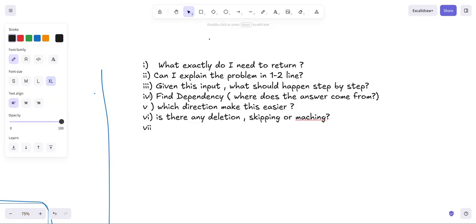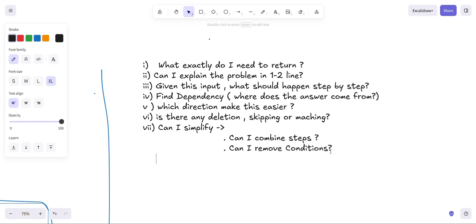And the seventh is most important: can I simplify? Here there are some points. The first point is: can I combine steps? The second one is: can I remove conditions? And the third one is: can I avoid extra space? This one is also very important.